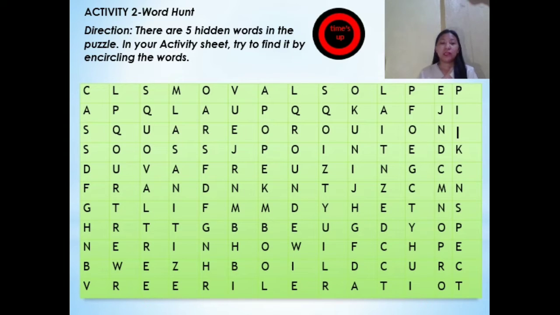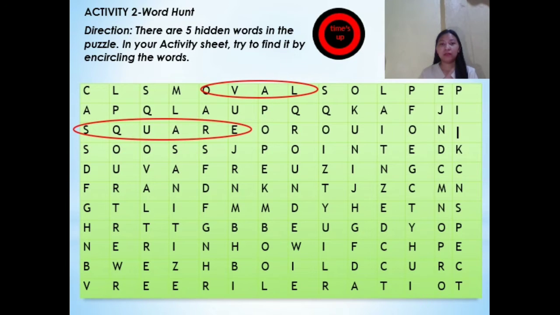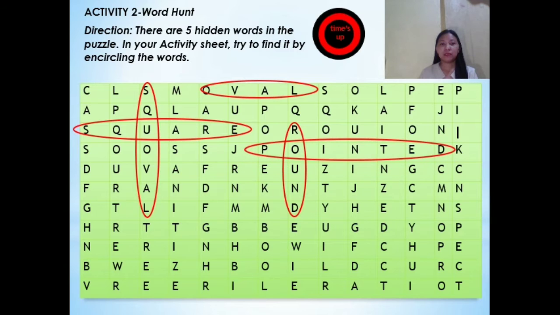Okay, so let's find out what are those words that are hidden in this puzzle. We have oval, square, scoval, round, and pointed. Have you got it all correct?